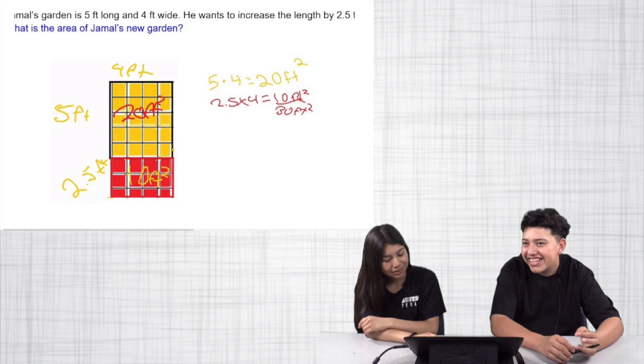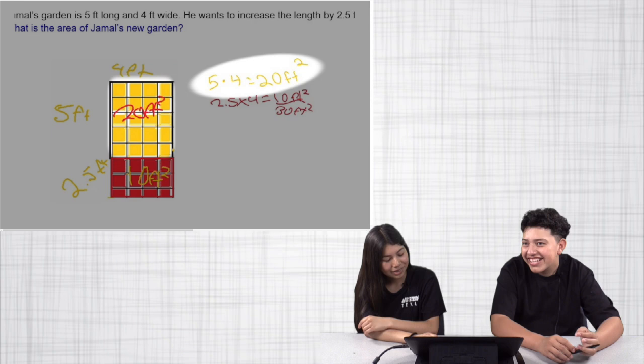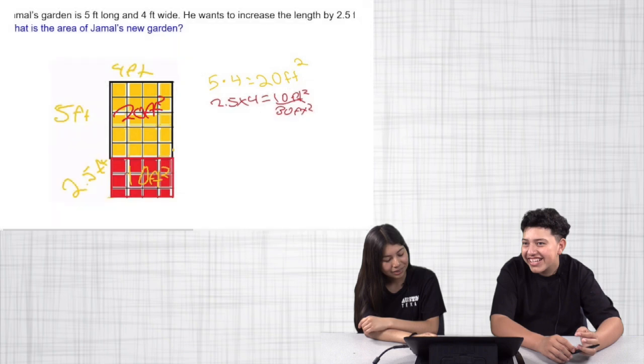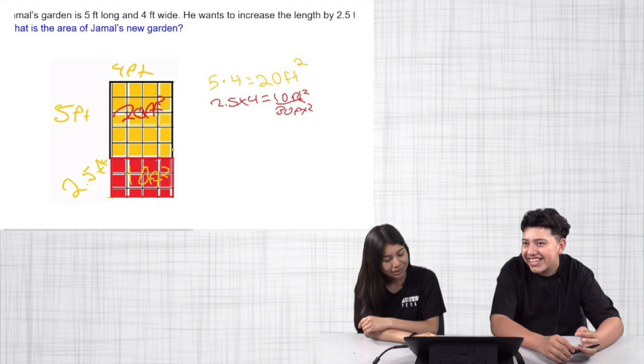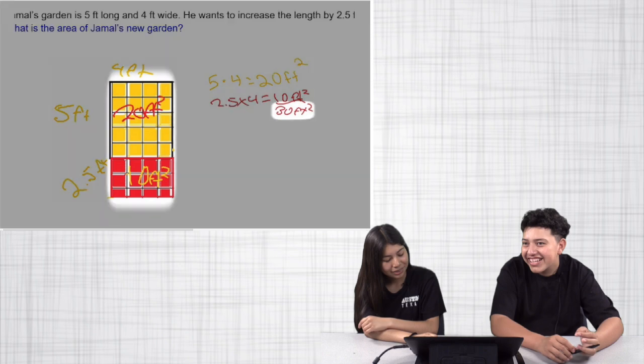Wow. Emily and Mauricio once again found many ways to express the area. But this time, when the length of Jamal's garden was increased by 2.5 feet. First, Emily and Mauricio said the original length was 5 feet, and the width was 4 feet. So they multiplied 5 times 4. The added length was 2.5, and the width stayed the same. So they multiplied 2.5 times 4. Adding the two areas together gave them the area of Jamal's new garden.